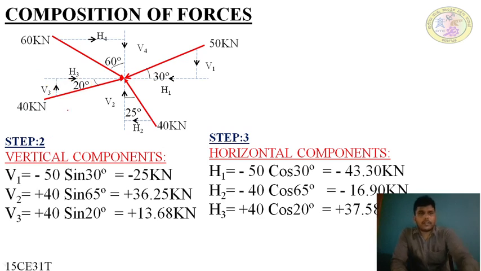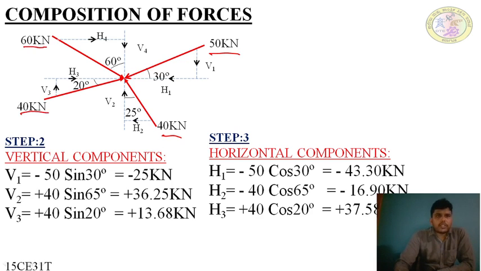Next, the last one, the 60 kilonewton force. We have resolved the 50 kilonewton force, the 40 kilonewton force, the other 40 kilonewton force, and here also in the third quadrant a 40 kilonewton force. Now the 60 kilonewton force. When we resolve it, it gives a vertical component and a horizontal component. Let's calculate the vertical component first. It is moving downwards, which is the negative direction.